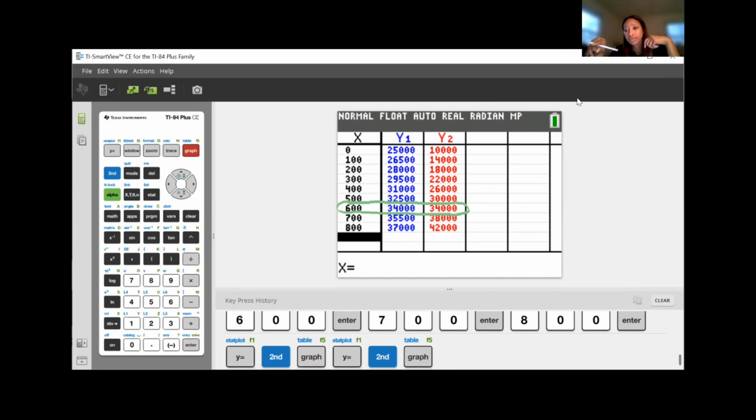The second one, job B, okay? So at first, job A is going to pay more, and then at 600 sessions they pay exactly the same, and then job B takes over. Job B earns more.